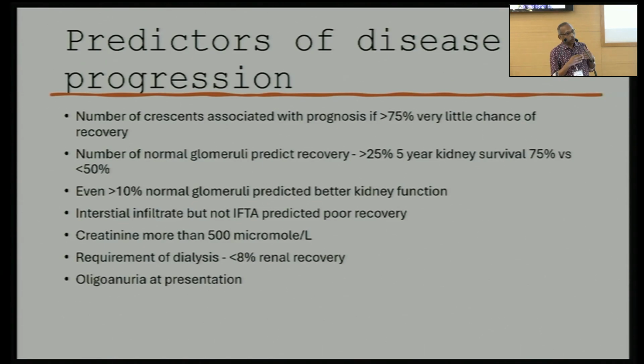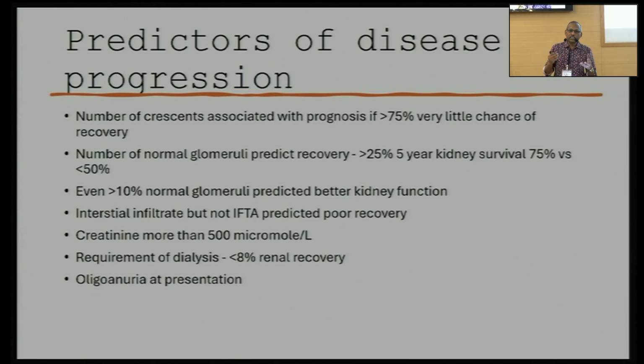But the number of normal glomeruli is also significant. If the number of normal glomeruli is more than 25%, 5-year kidney survival is more than 75%. So that is good. You have to look at the number of crescents as well as the number of normal glomeruli. Both of these are predictive. And even if 10% of glomeruli are normal, it still means that they may come off dialysis. So normal glomeruli are of great significance in this.